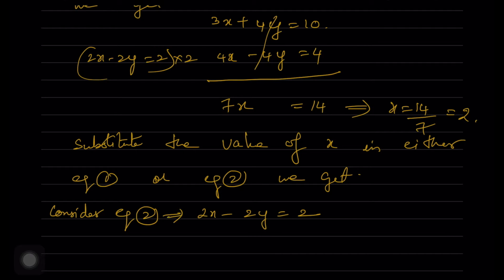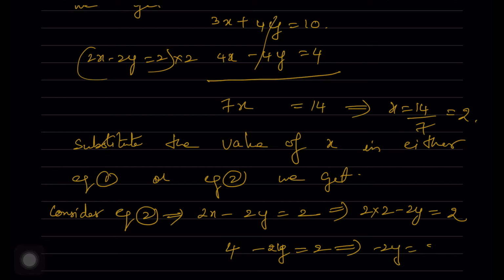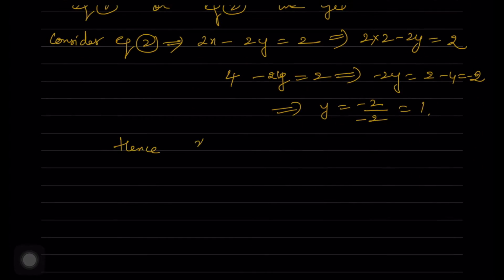So you're getting 2x minus 2y is equal to 2. So put the value of x is equal to 2. You're getting 4 minus 2y is equal to 2, or 2 minus 4 means minus 2. So minus 2y is equal to minus 2, which implies that y is equal to 1. So therefore you are having x is equal to 2 and y is equal to 1. By elimination method we got this.